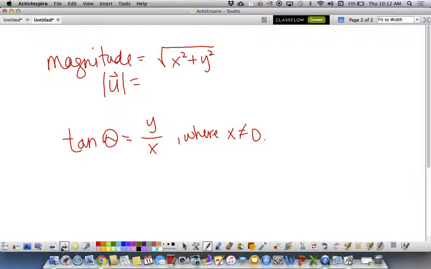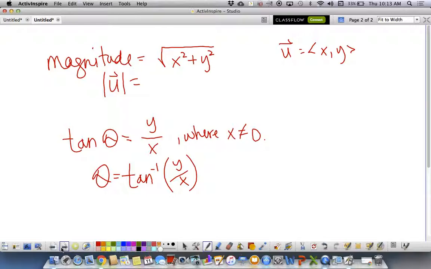So if you wanted to find theta, really you could rearrange and say theta equals inverse tan of y over x, if you have your components of u that are x and y. In the book, a lot of times they use a's and b's. It doesn't matter. Whatever floats your boat. I really don't care.